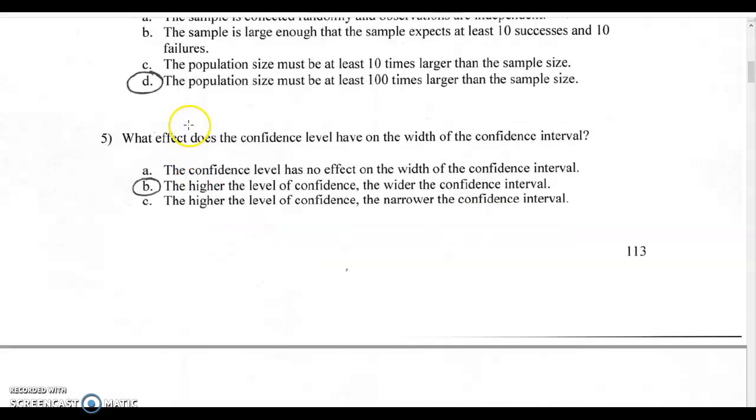And lastly, number 5, what effect does the confidence level have on the width of the confidence interval? So it's very important to understand that the higher the level of confidence, the wider the confidence interval. You've got to grab more values in your confidence interval to have a higher confidence that you've actually captured p somewhere in that interval.